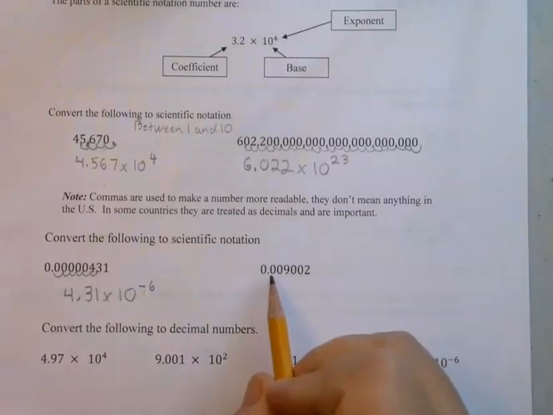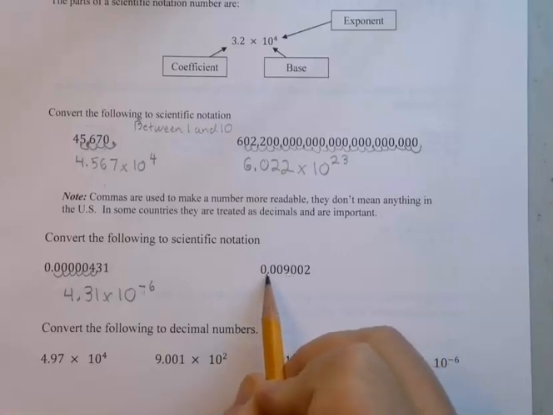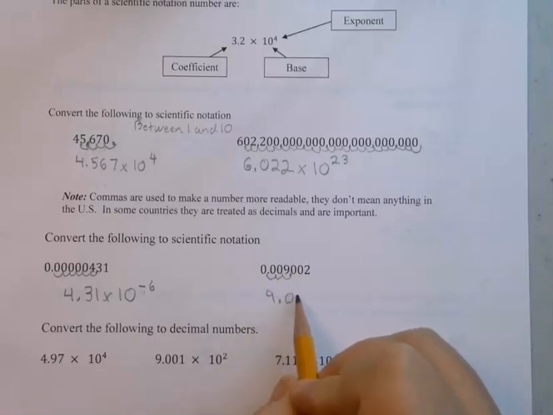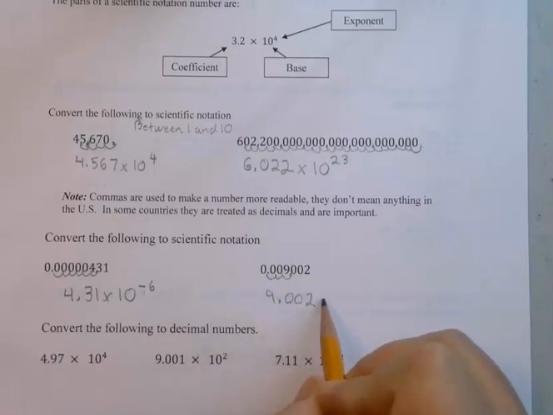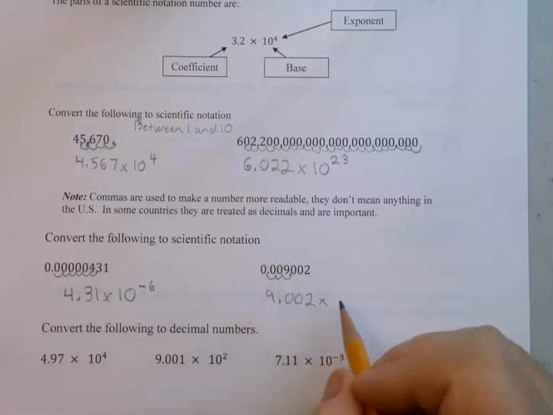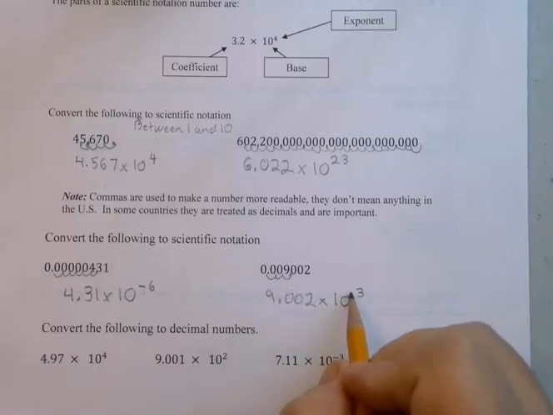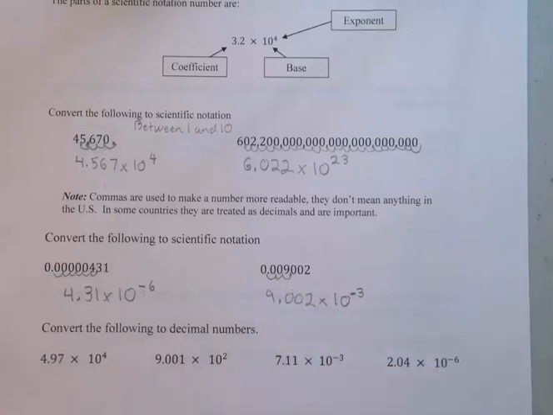So the decimal is here. It would have to be here to make this a number between 1 and 10. That's 3 positions over. That will give me 9.002. That's a number between 1 and 10. And I had to move it 3 places. And since it is a number that's less than 1 originally, then we put a negative sign there. Okay, so that's how you make those conversions.